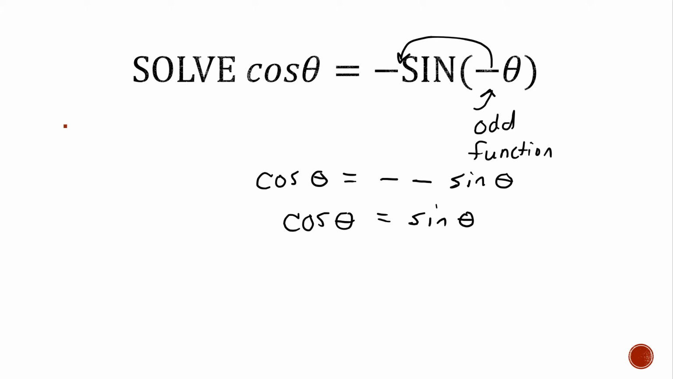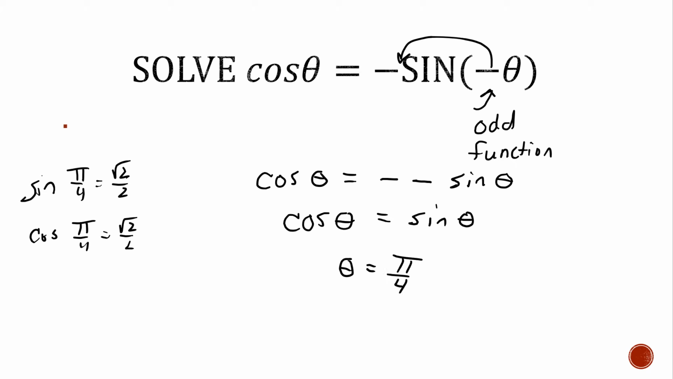Okay, I know it's not at pi over 6 because sine pi over 6 is not the same as cosine pi over 6. But what about pi over 4? I know that sine pi over 4 is square root of 2 over 2, and cosine pi over 4 is also square root of 2 over 2. So I know that that's one of my answers, pi over 4.